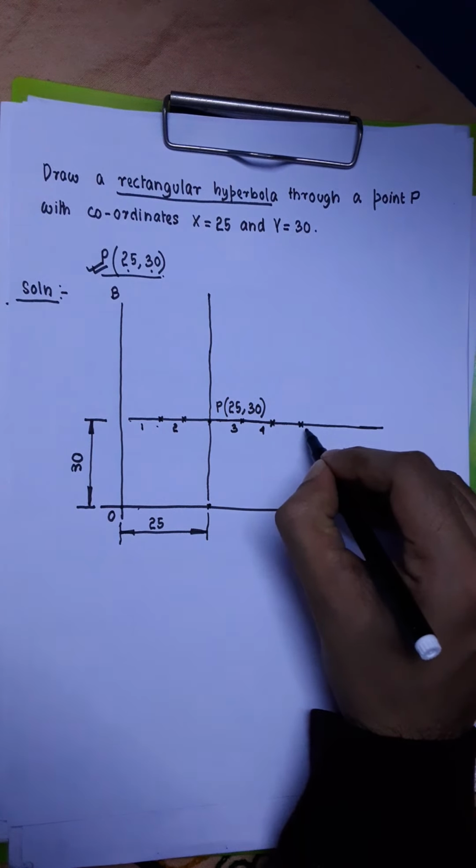Now, we are presently not in a position to locate 1 dashed and 2 dashed, because this line joining 1 with O and this line joining 2 with O are not intersecting this vertical line at any point yet. But if you produce these two lines or extend these two lines, then you will get 1 dashed and 2 dashed. So, please extend this line up to this vertical line and call this point as 1 dashed, and extend this one up to this vertical line and call this point as 2 dashed.